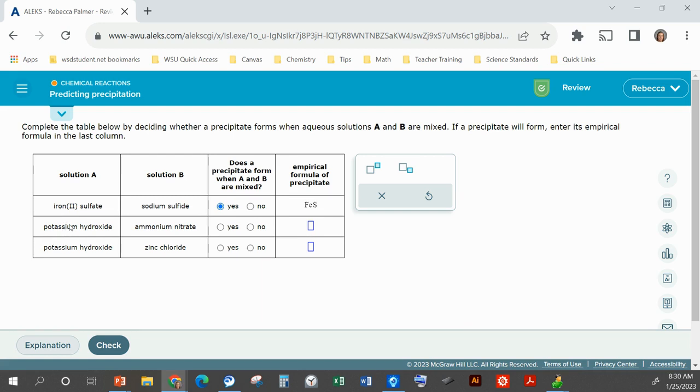Okay, the next one. What should we look at to see if it precipitates? Good, potassium and nitrate. So that's soluble. And then what about ammonium and hydroxide?